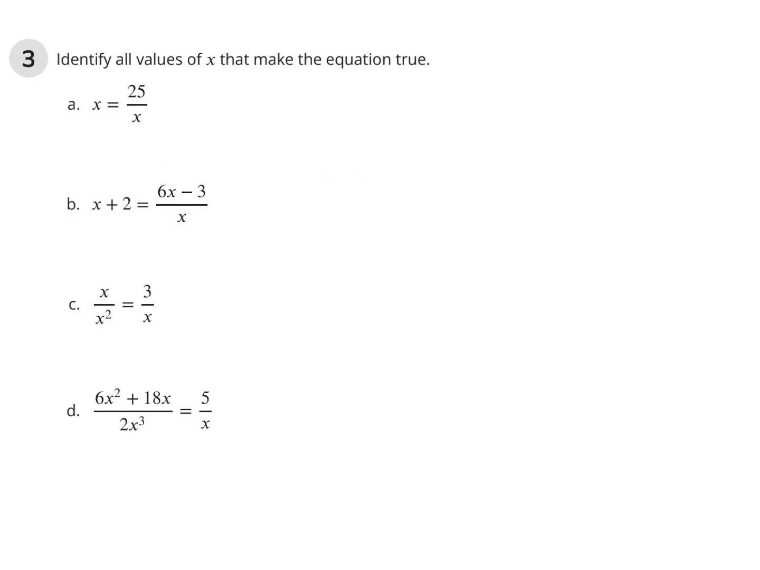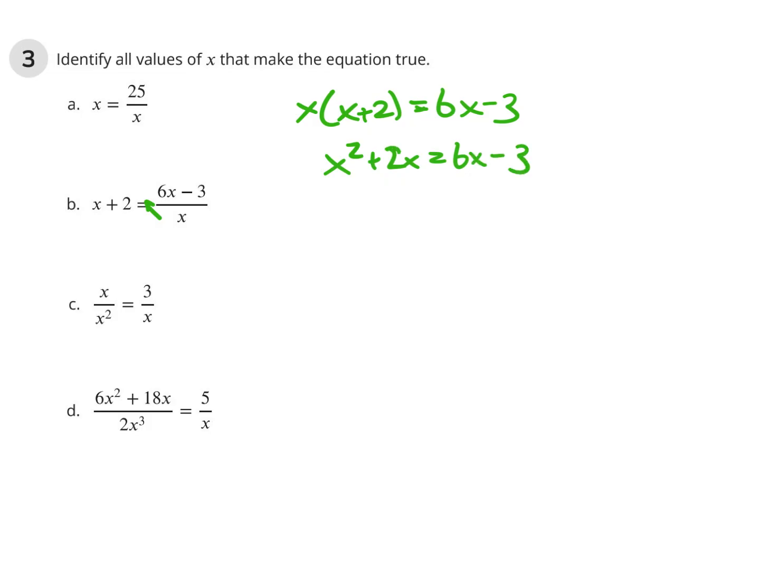Okay, for B, cross multiplying again. We get x times x plus 2 equals 6x minus 3. Distributing, we get x squared plus 2x equals 6x minus 3. Because this has a square in it, I'm going to have to move everything to the right side and make it equal to 0, so that I'm solving a trinomial.